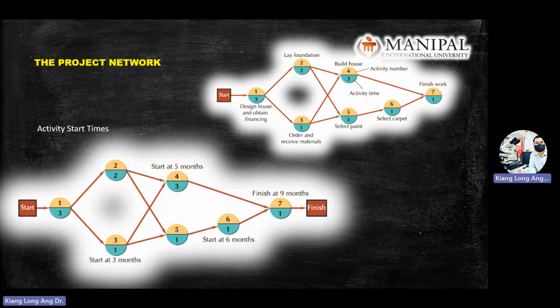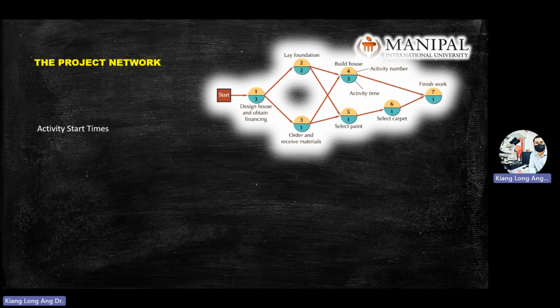All right. So just now we already learned about two kinds of diagram, AON and AOA. So now look at the AON, right? If you look at the diagram, activity number 3 starts at 3 months, and then activity number 4 you start at 5 months, right? Okay, let me go back a little bit.